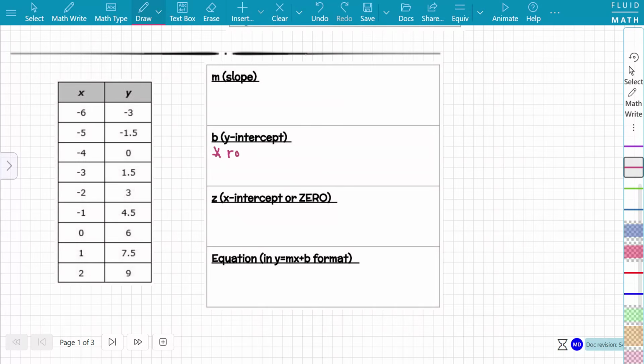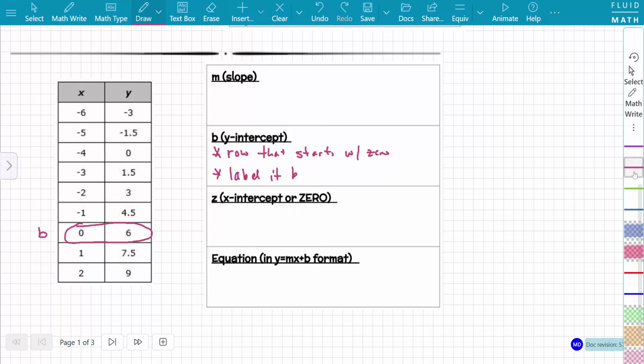That's the row that starts with 0, okay? And then if I have a table in front of me, I'm going to label it B. So I look for the row that starts with 0. There it is. That's B.